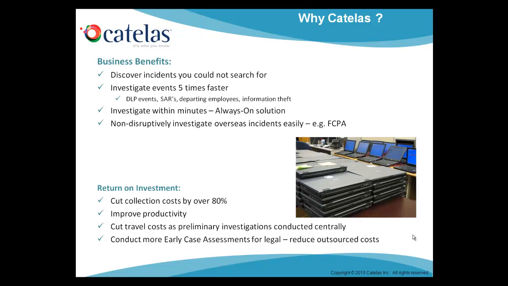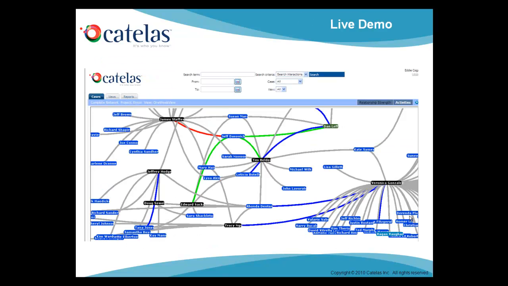The return on investment is significant. Catelas cuts the collection costs by 80% by allowing most investigations to be conducted using log files. Only selected emails need to be retrieved from the archive for further review. Investigations are conducted 5 times faster and can be conducted centrally without traveling overseas. Additionally, Catelas cuts the cost of external outsourced resource for larger legal matters that can now be managed in-house.